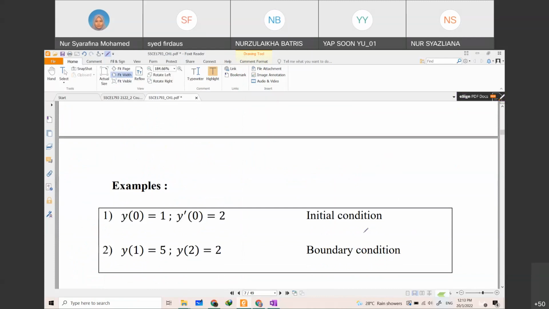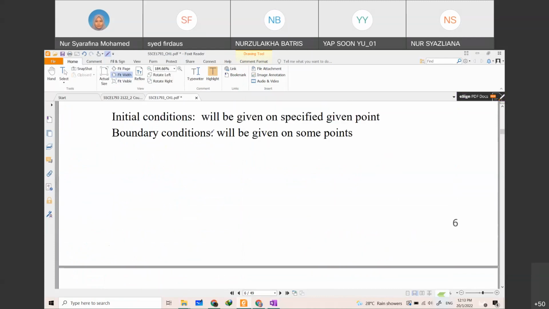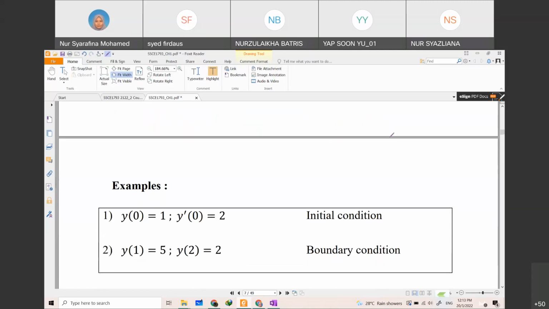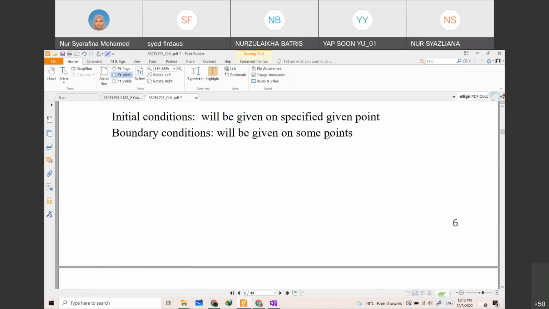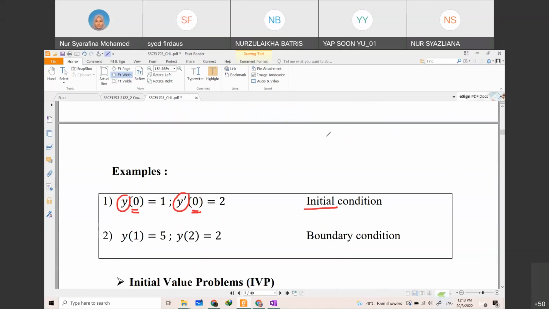Example, this is initial condition. Okay, will be given on specific given points. So the points are given at zero, but we have only one initial condition. So in order to identify the solution, you just have to have y and y prime. Okay, but for boundary condition, we have condition on some points. So we have 2 points, 1 and 2, and the condition is on y.